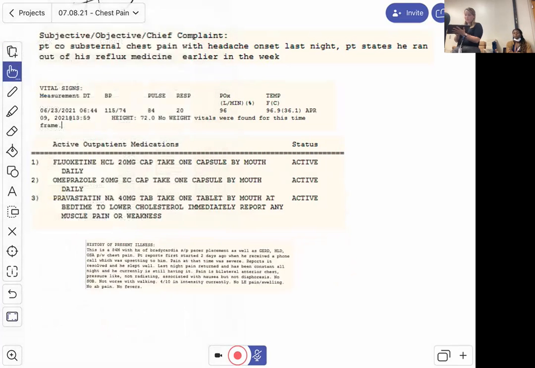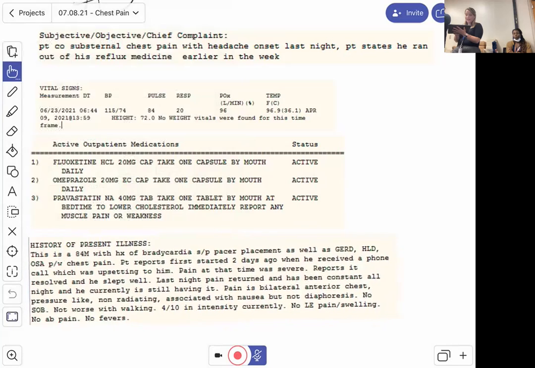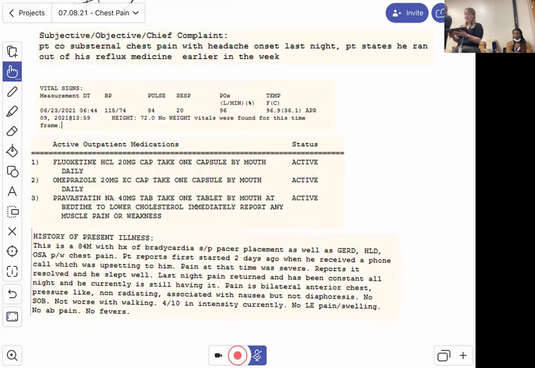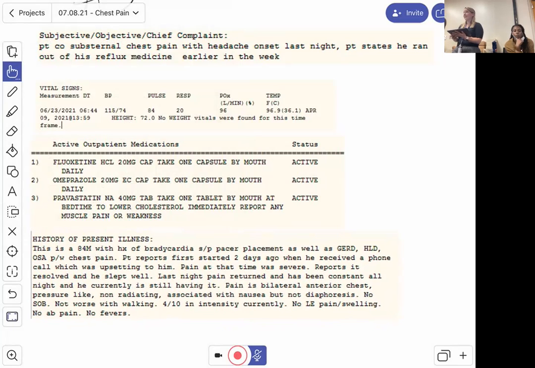Okay, we are running out of time, but I want to get to this last case. Patient number 3 also came in. He's having substernal chest pain. He's got a little bit of a headache. And the theme here is that he also says, I ran out of my reflux medication, this is why I'm having chest pain, so I'm going to come in. You scan his vitals, and there's nothing really alarming there. For his medications: fluoxetine, omeprazole, and pravastatin.